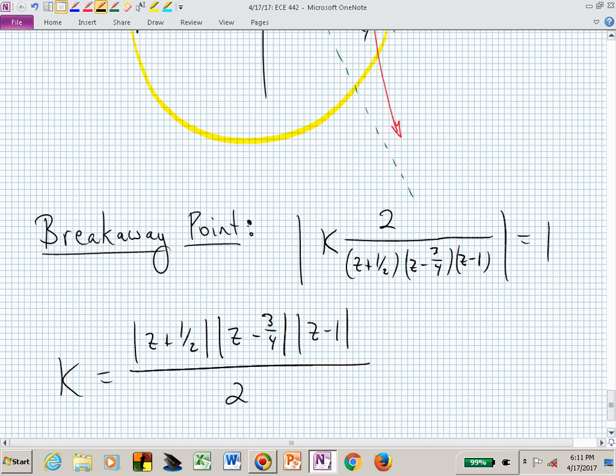And if I went home tonight and played with this, what would I do? I would plug in different values of z between 3/4 and 1 and be looking for when does k reach a relative maximum between 3/4 and 1. At 3/4, what's k? 0. At 1, what is k? 0. So I'm starting at 0, and as I crank up k, those two closed loop poles are moving towards each other. And when I reach the relative maximum, that's where they will break away and start approaching these asymptotes.